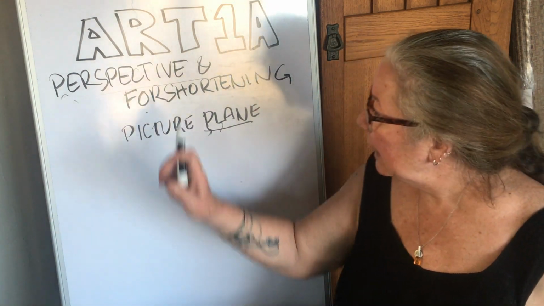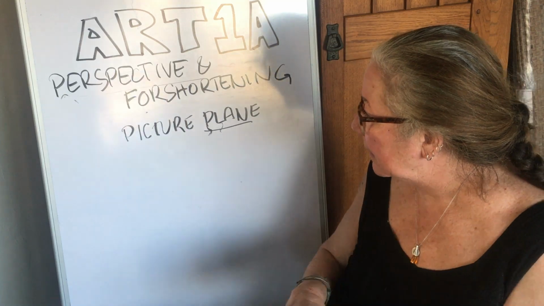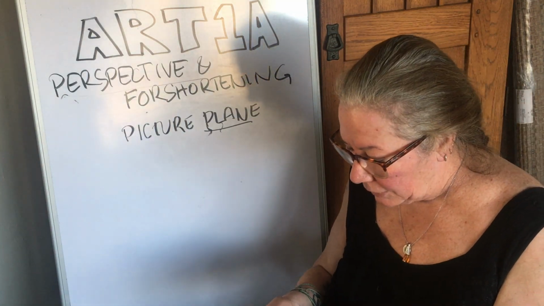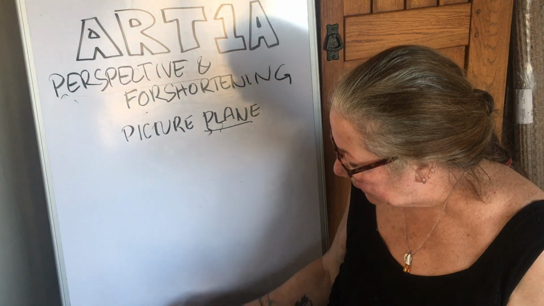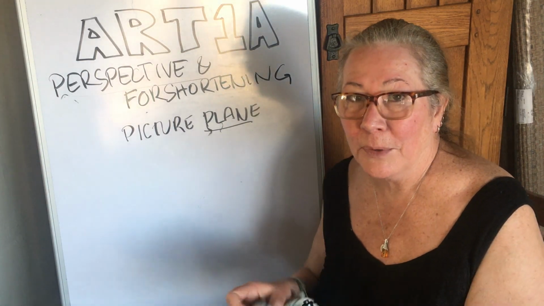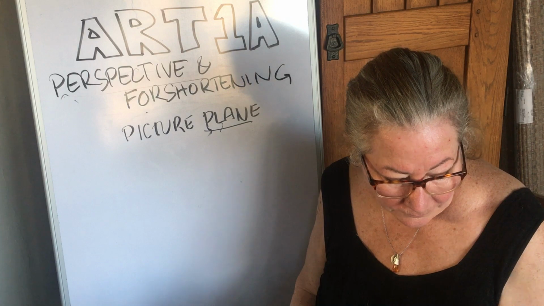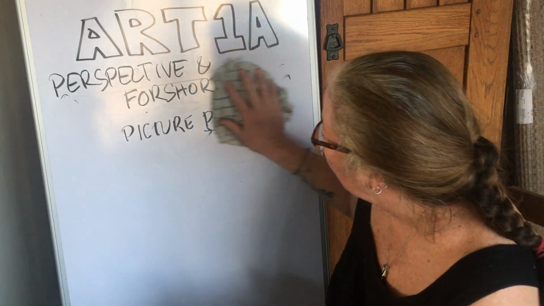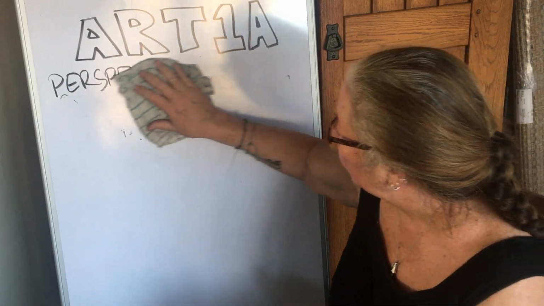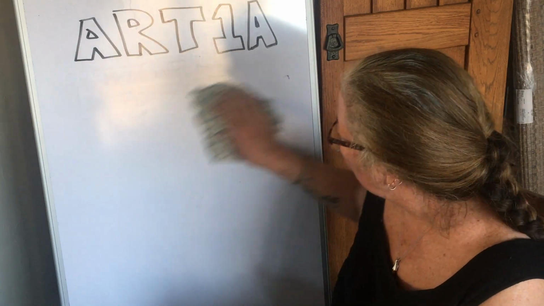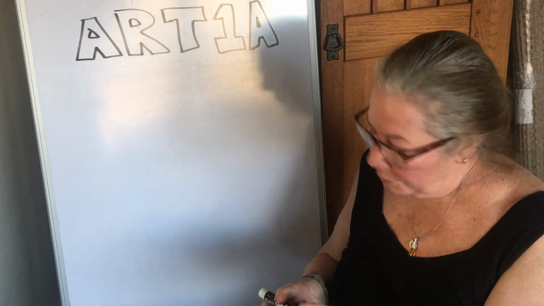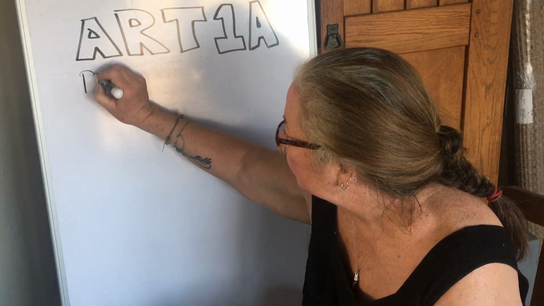So foreshortening and perspective are what help things to look real when we're looking at artworks and paintings. Okay, so let's talk about another couple of words that are important in art, and those are proportion and scale.